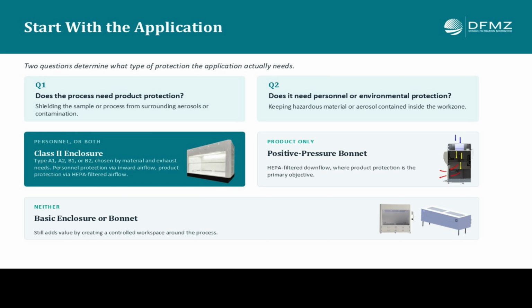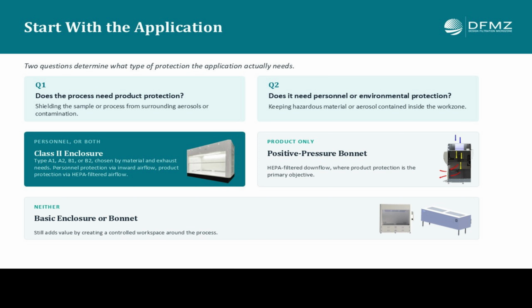It really comes down to 2 questions. First, does the process need product protection? In other words, does the sample or process need to be shielded from surrounding aerosols or contamination? And second, does it need personnel or environmental protection? Meaning, does hazardous material or aerosol need to stay contained inside the work zone instead of escaping into the lab?